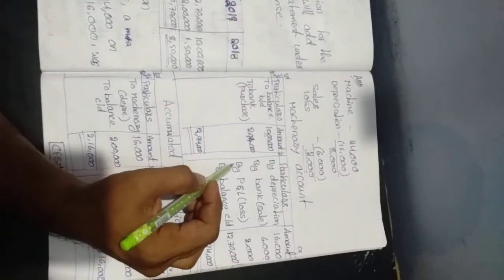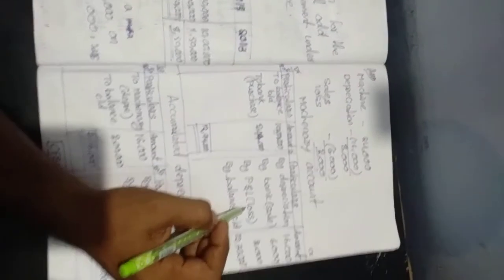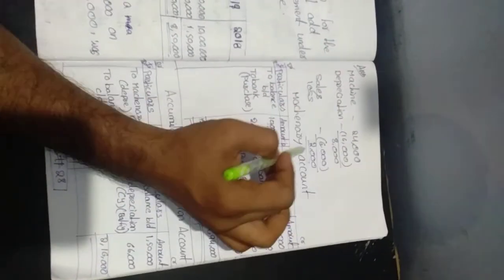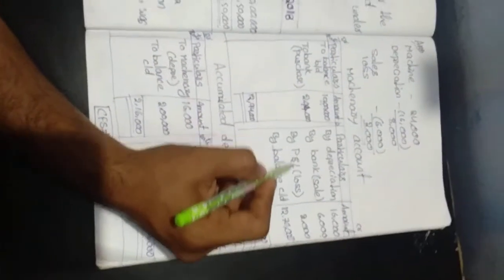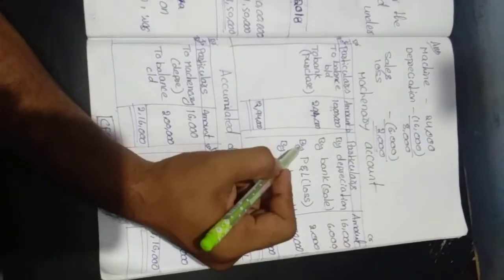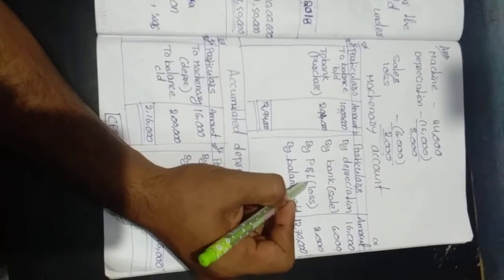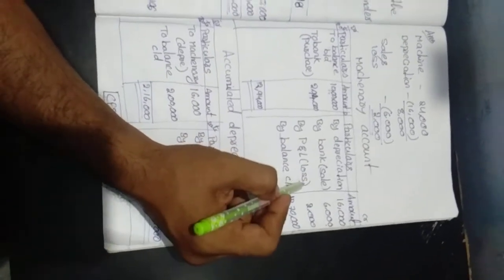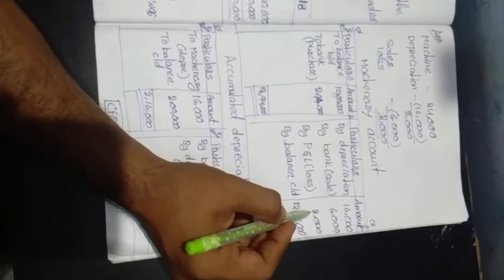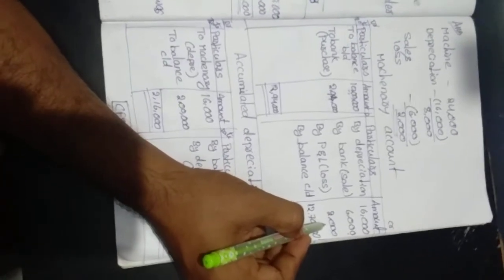And by profit and loss, which we already got by calculating this, we have to determine whether it is profit or loss, and here it is a loss. So we mention by profit and loss, and in brackets you have to mention loss. That is why we mention the loss on the credit side. So we got this amount.